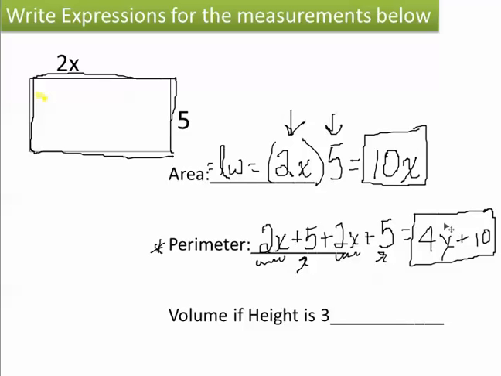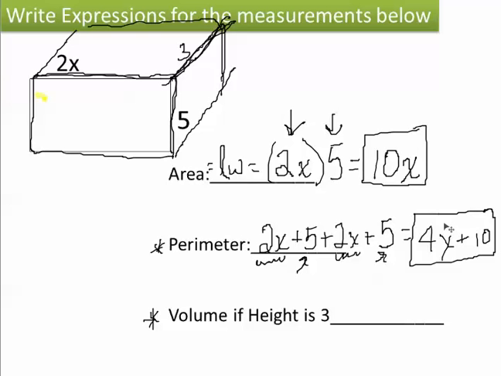Now let's pretend quickly that we need to find the volume and that this guy has a height. So right now it's just a flat thing, but what if we thought about it as being more of a box like this, and that this height of our box, something like that, is 3. So now it's not just 2x by 5, but it has a depth or a height of 3.